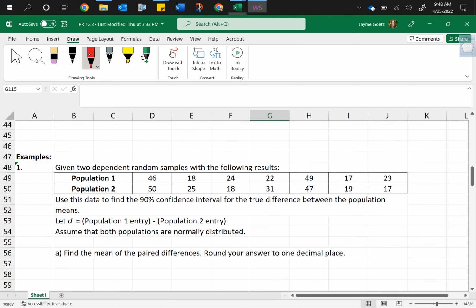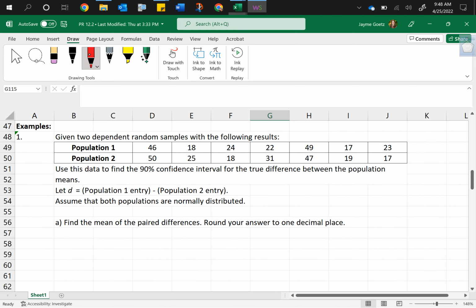Let's come down here to number 1. Number 1 says, given 2 dependent random samples with the following results. The first population has a given result, the second population has a given result. Use this data to find the 90% confidence interval for the true difference between the population means. Let D equal population entry 1 minus population entry 2, and assume that both populations are normally distributed.